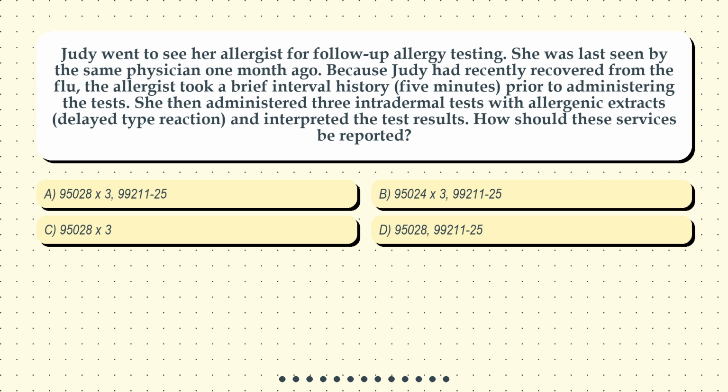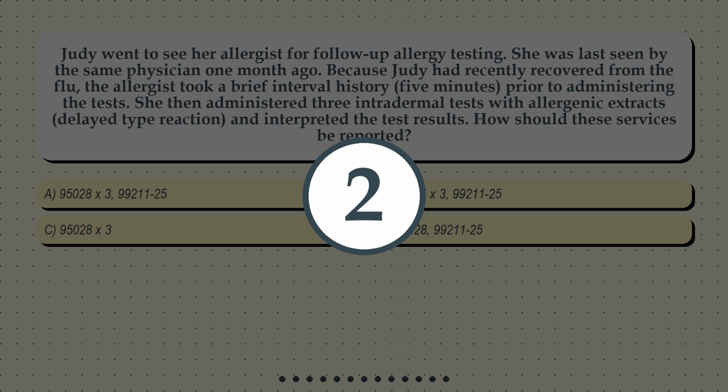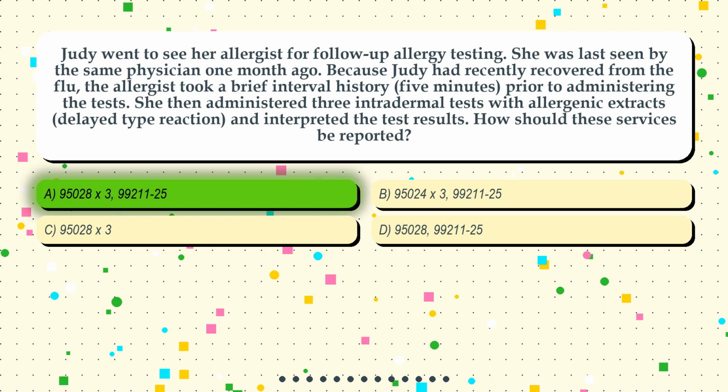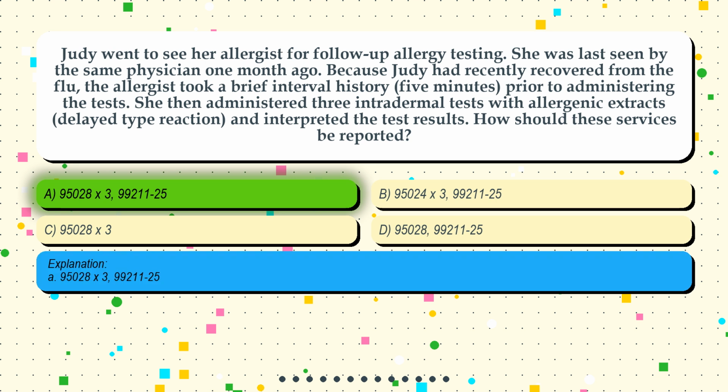Option A, 95028 x 3, 99211-25. Option B, 95024 x 3, 99211-25. Option C, 95028 x 3. Option D, 95028, 99211-25. The correct answer is option A: 95028 x 3, 99211-25. A: 95028 x 3, 99211-25.